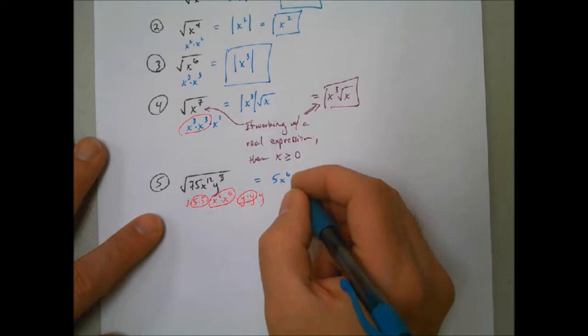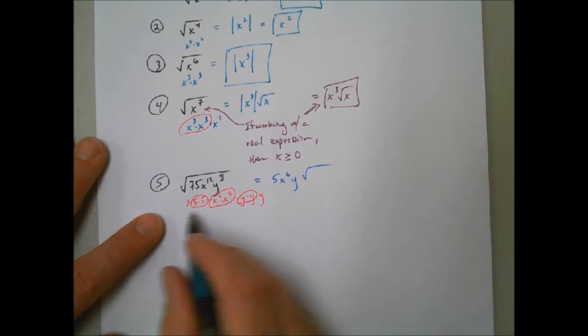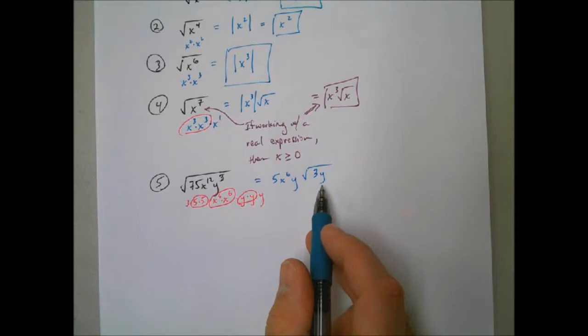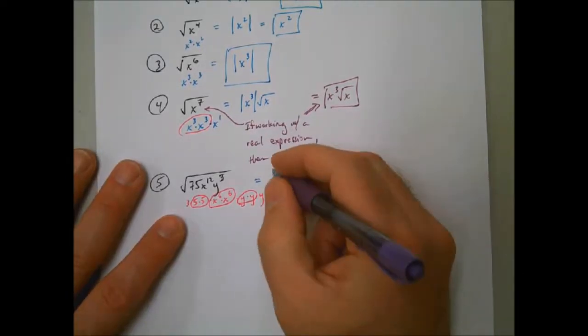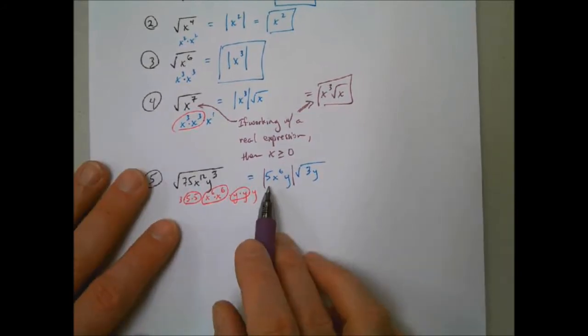So I would have 5 x to the 6th y, and root, what's left behind, 3 and y. And so whatever's left behind, you just multiply it inside the radical. Okay, now technically absolute value, anything that comes out.